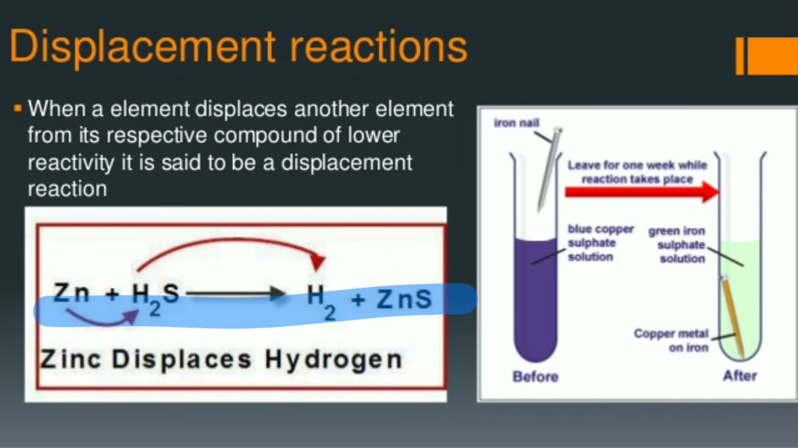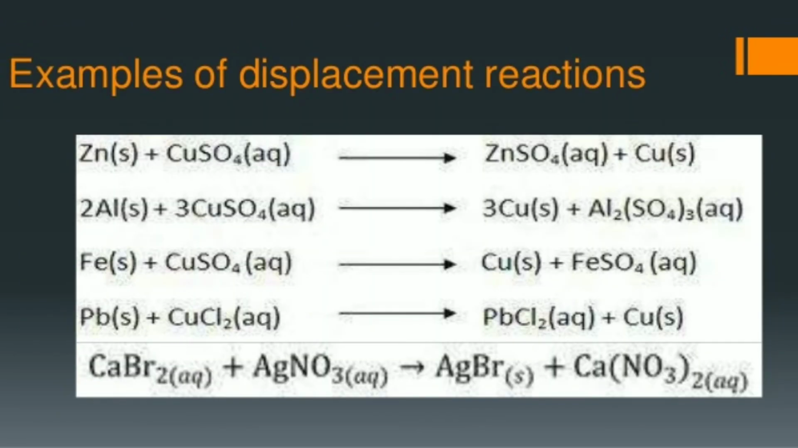Here we can see there are some more examples also. Suppose this is zinc and it is of higher reactivity and copper is of lower reactivity. So the higher reactivity element will displace the element of lower reactivity. Copper will get away from the SO4, and zinc will get attached to SO4. Here we can see the other examples also.